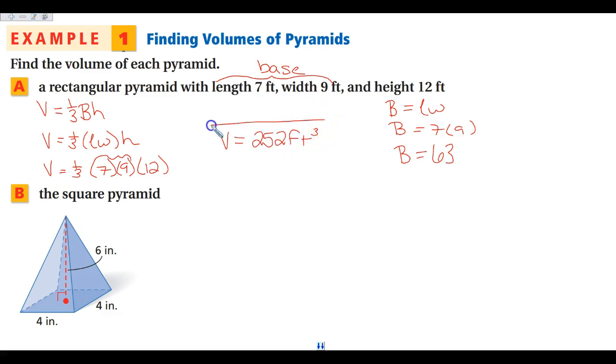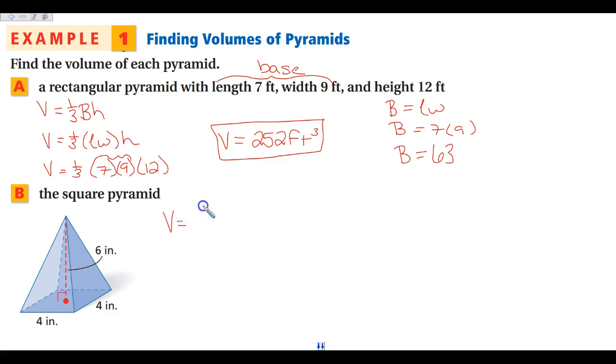So you can do this whichever way you like. If you'd rather do the base out separately, go for it. If you want to merge the area formula into here, go for that too. That's fine. Okay, so let's take a look at the square pyramid.